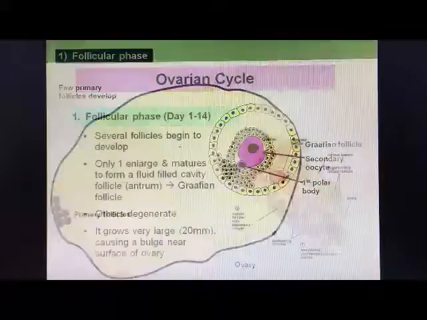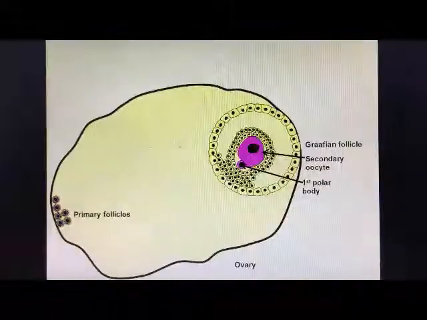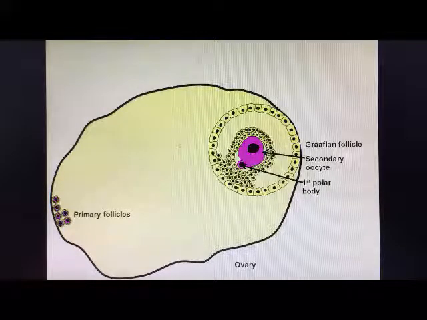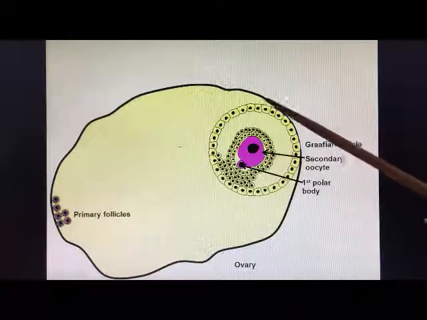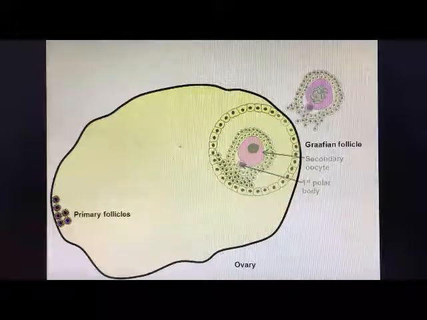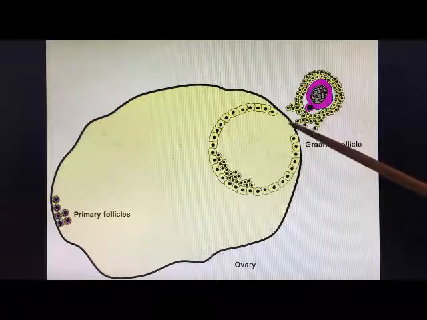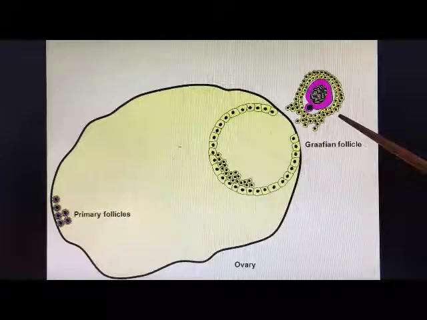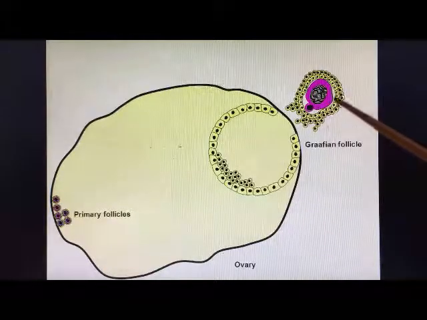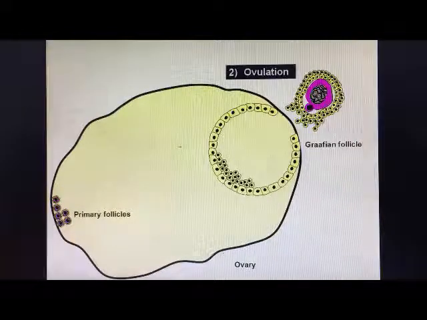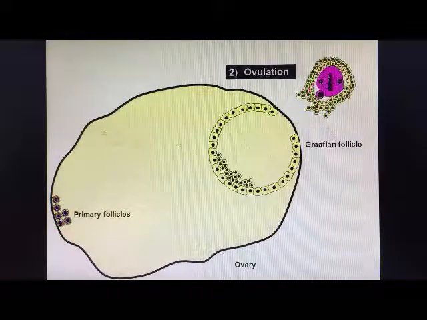So now we move on to the second stage, which is the ovulation process. During ovulation, the bulging wall of the ovary ruptures and the Graafian follicle also ruptures, releasing the secondary oocyte from the ovary into the oviduct or fallopian tube. The secondary oocyte will start its second meiotic division, but again it is arrested at metaphase 2.